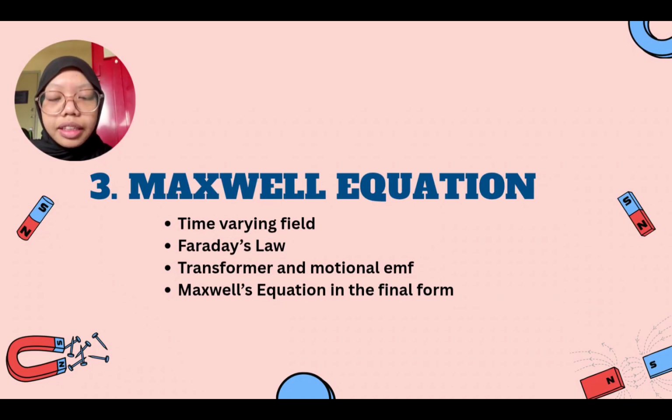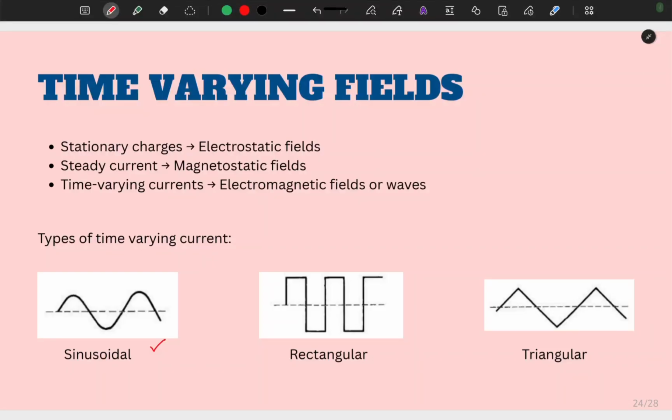The last part is Maxwell's equation. In this part, we have time-varying field, Faraday's law, transformer and motional EMF, and also Maxwell's equation in the final form. In time-varying fields, we can see that stationary charges produce electrostatic fields. Steady current produces magnetostatic fields, and time-varying currents produce electromagnetic fields or wave. And these are the types of time-varying current: sinusoidal, rectangular, and also triangular.